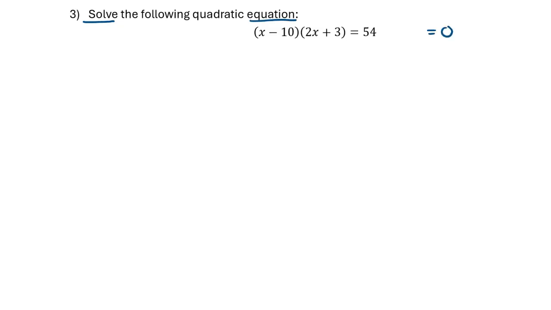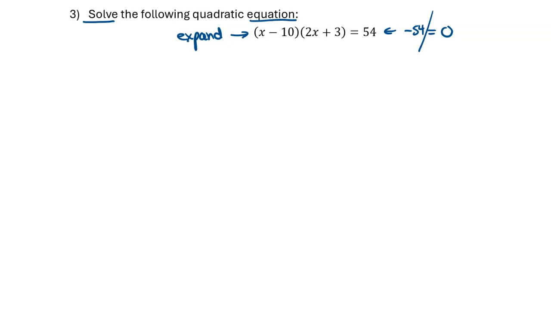We have x minus 10 times 2x plus 3 equals 54. To solve, we need to have it equal to 0. And so in order for us to get this equal to 0, we actually have to expand this out and get everything on the left side of the equation. So we want to subtract 54 from both sides of the equation.